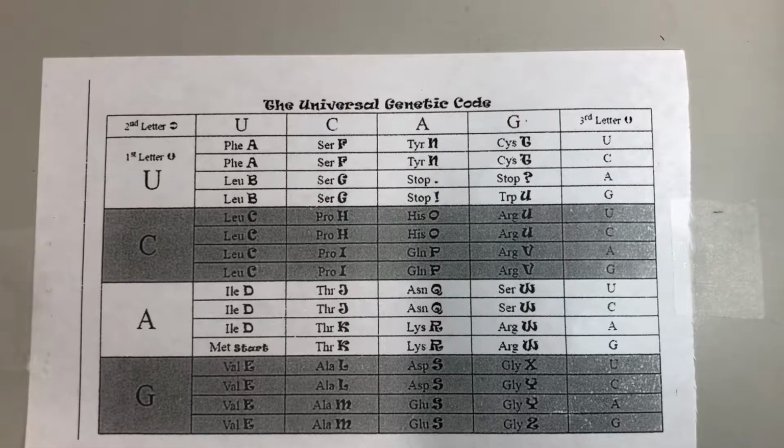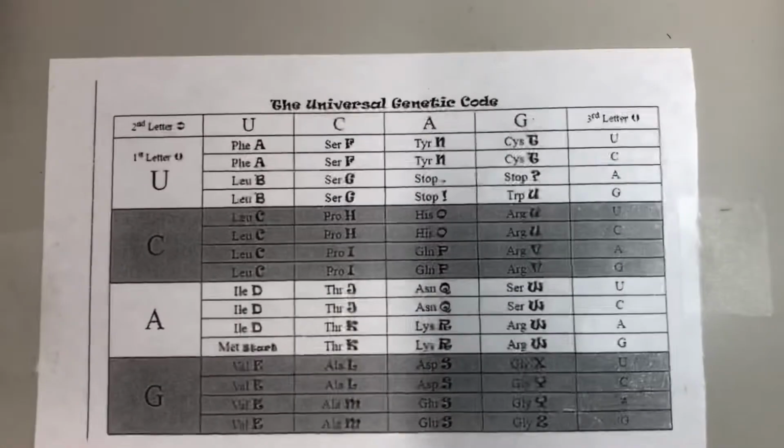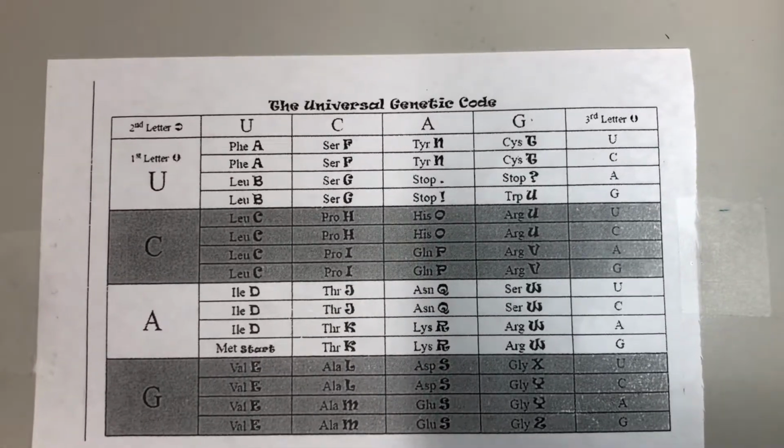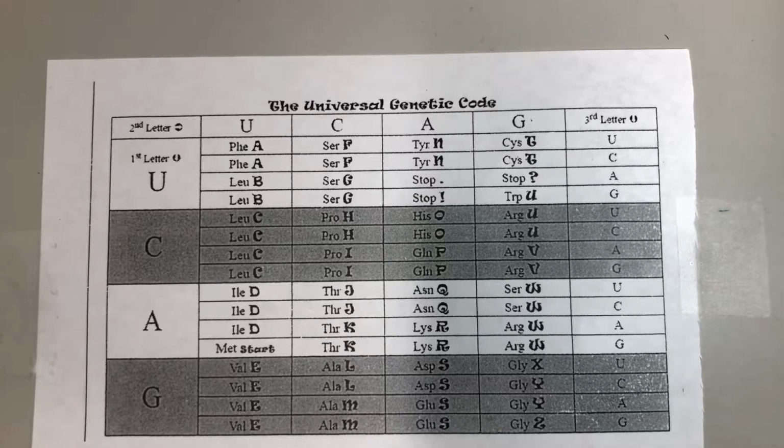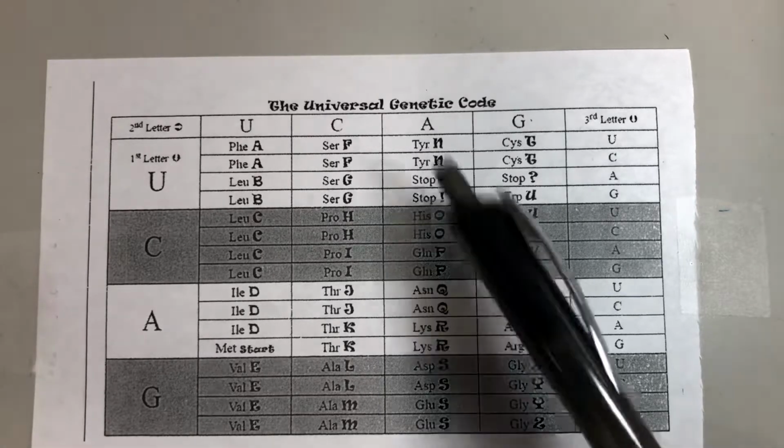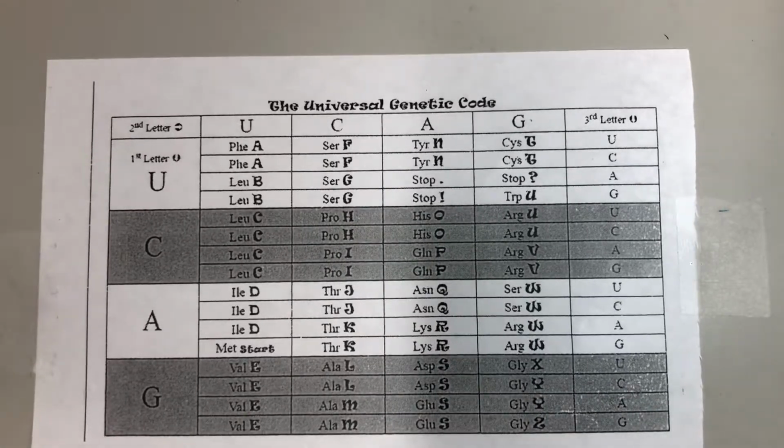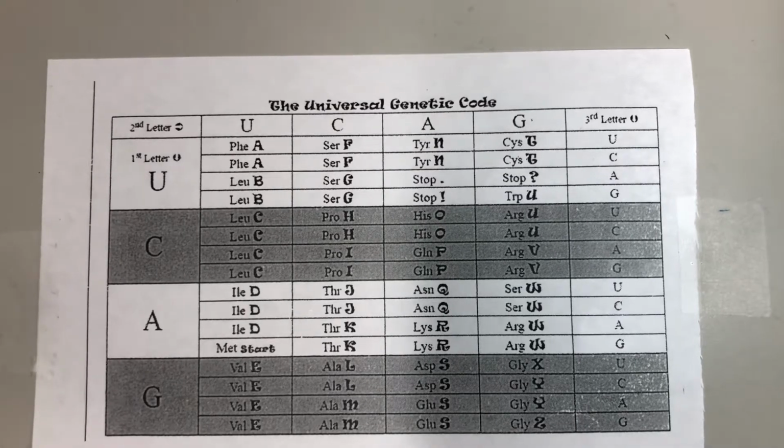I'm putting together a video to help you guys review how to do the act of translation, how to go from an RNA molecule to an actual protein. How do we find what the amino acids are? We use this diagram right here, what we call the universal genetic code, to make this happen.